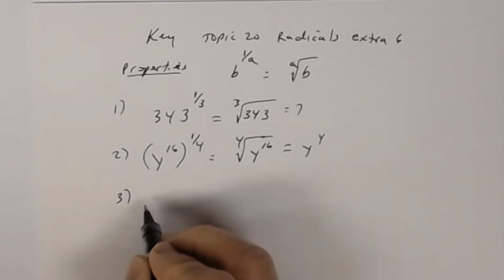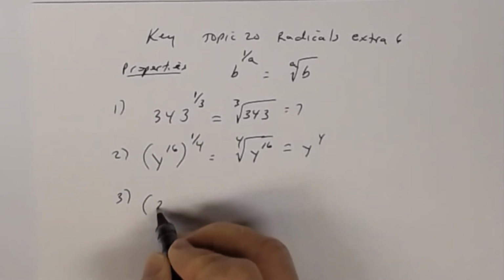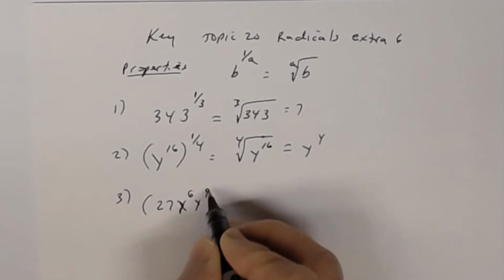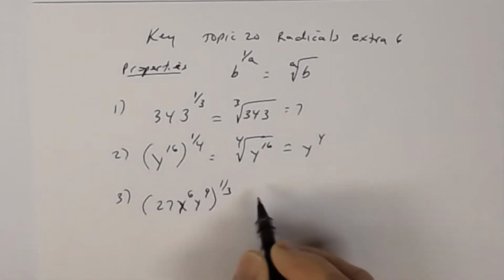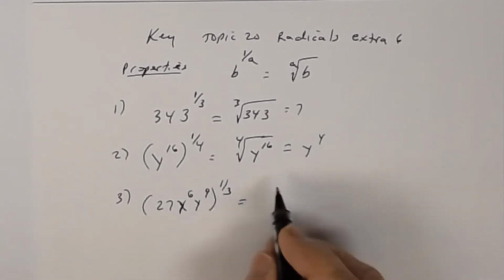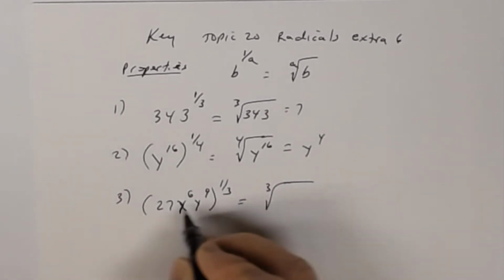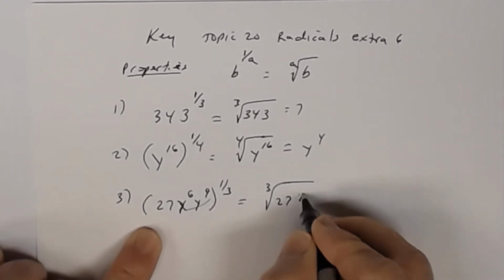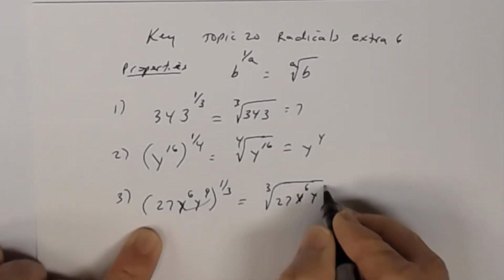Number 3, we have 27 x to the 6th y to the 9th, raised to 1/3. Again, changing this to a radical expression, the denominator is your index, so it's going to be a cube root, and this is going to be your radicand. So it'll be the cube root of 27 x to the 6th y to the 9th.